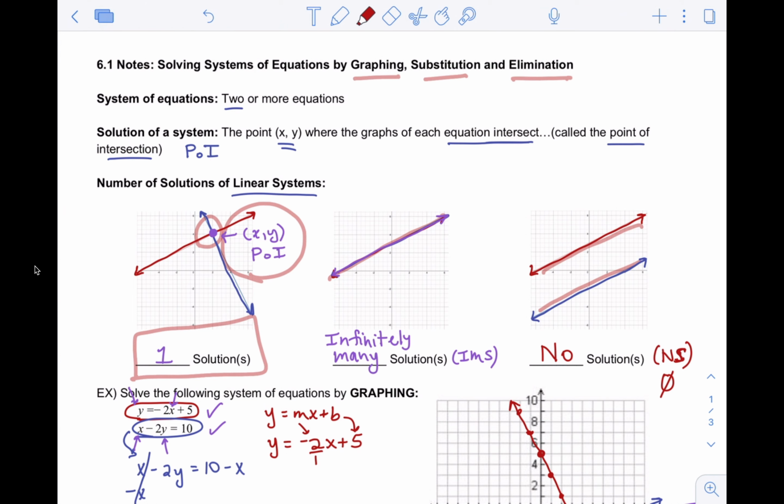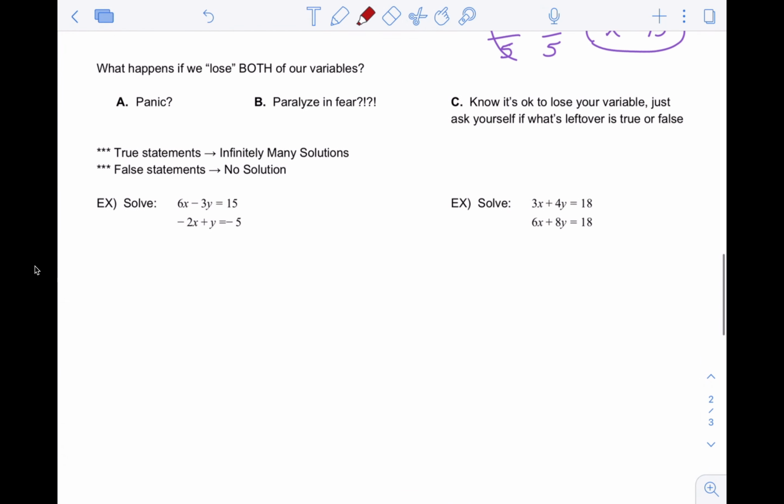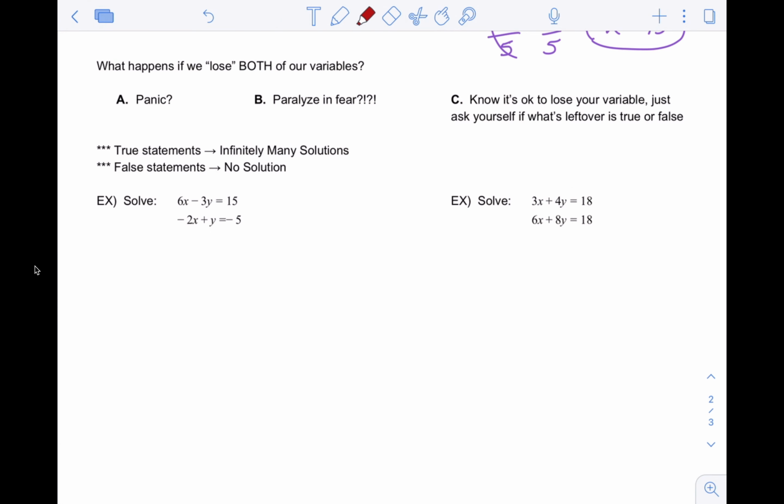So the question is, all right, that's great. How do you then figure out if you have infinitely many or no solution? So that leads us to here. It's what happens when you lose both of your variables. Now, if you find out and you're doing your manipulations and you end up losing both of your variables, do not panic. Do not paralyze in fear. You got to know it's okay to lose your variables completely. Just ask yourself if what's left over is true or false.